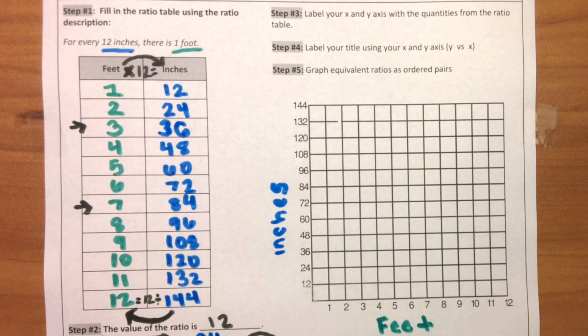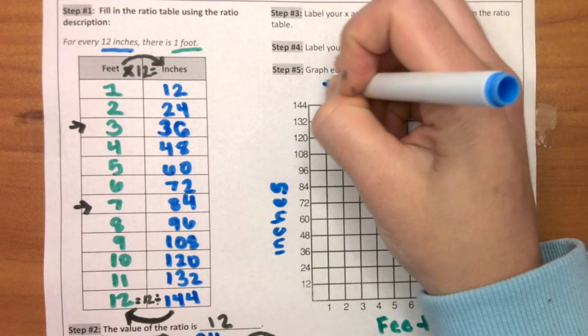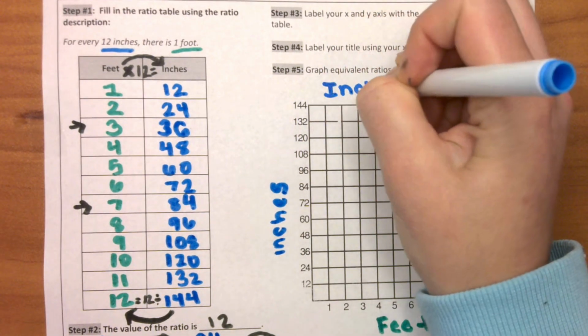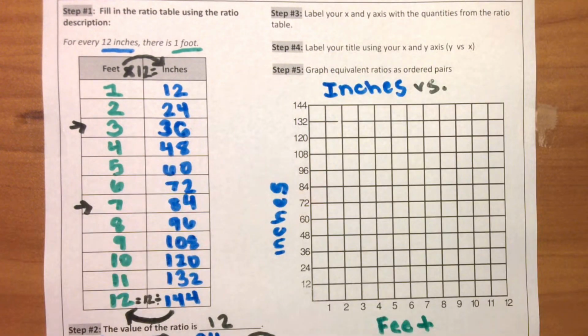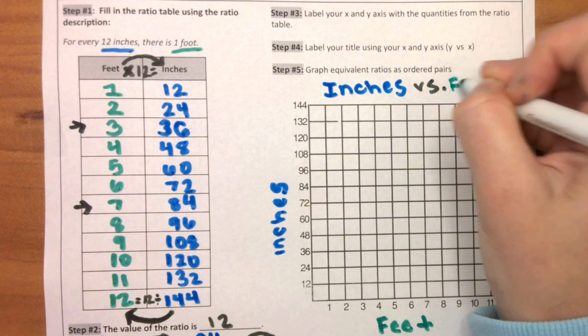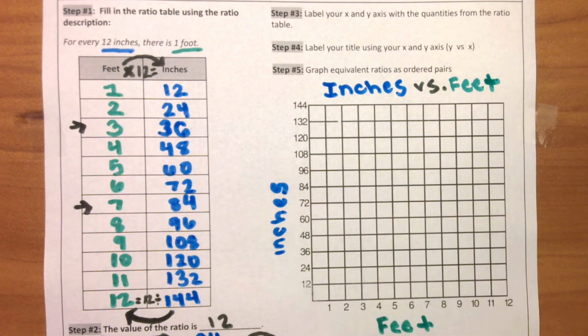Now, I remember when I was learning this, I would always struggle to come up with a title, which is step number 4. But what's really nice about graphs is you can just take your y and your x and make that your title and just put a little versus between them. So I'm going to start with inches and I'm going to write inches versus feet, basically showing us we're comparing our inches and our feet. Pause if you need more time.